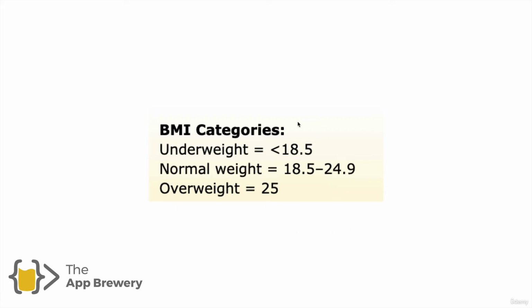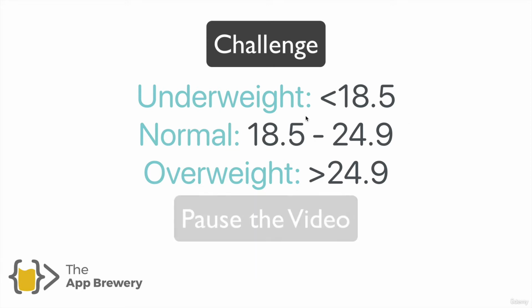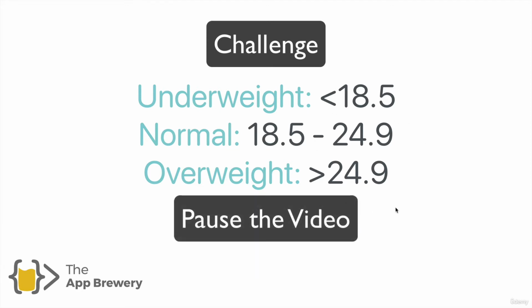And we're going to use these categories to create an if statement in our code. So as a challenge, I want you to look at the BMI value that we calculated from dividing the height squared by the weight. And then I want you to print underweight, normal, or overweight based on what that value is equal to. For this challenge, just print to the console for now. We'll be adding the functionality to show the interpretation inside the app in a bit. So take a look at this breakdown, pause the video, and try to complete this challenge.